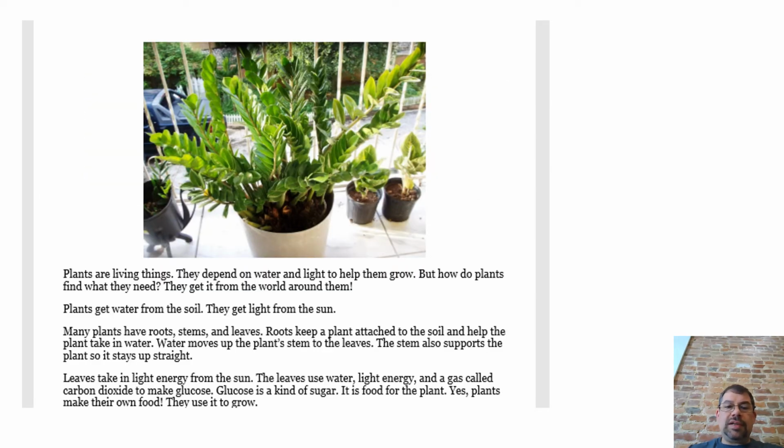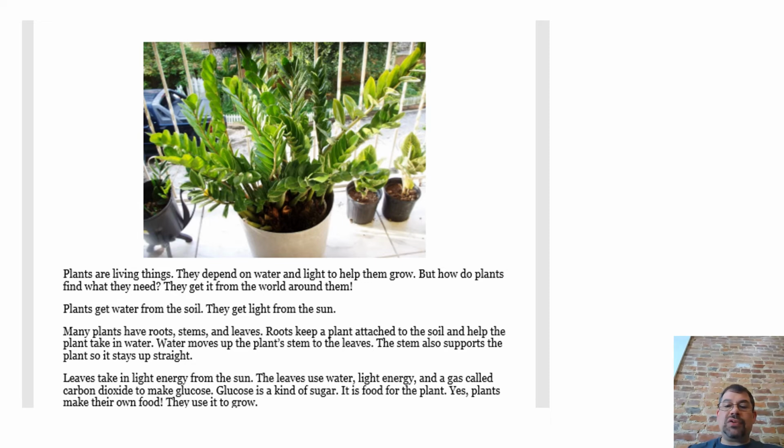Plants are living things. They depend on water and light to help them grow. But how do plants find what they need? They get it from the world around them. Plants get water from the soil. They get light from the sun. Many plants have roots, stems, and leaves. Roots keep a plant attached to the soil and help the plant take in water. Water moves up the plant's stem to the leaves.